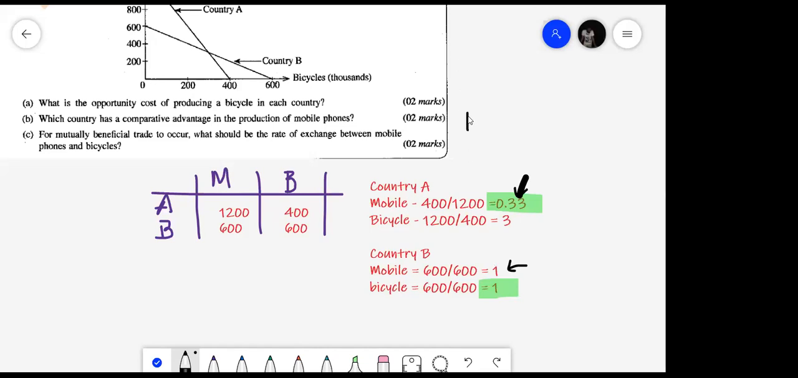So for a mobile phone, I'll put this in the middle. The exchange rate would be less than one bicycle, and more than, so I'll add this here. How much?